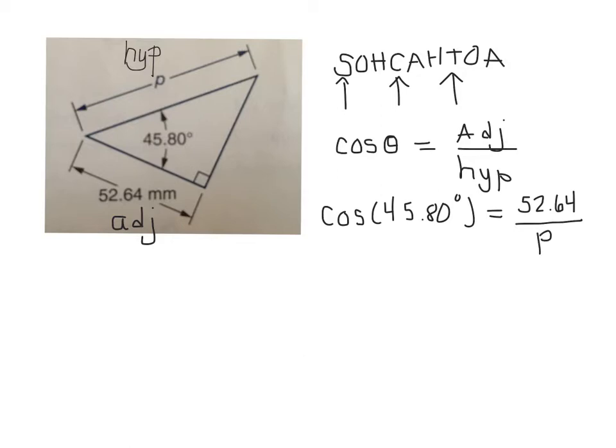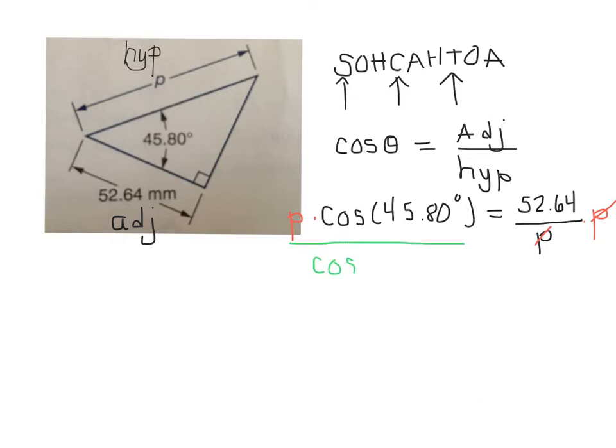unknown. Now what makes this a little tricky is that our variable that we're solving for is in the bottom of the fraction. Well, there's an easy solution to that. We could just multiply both sides of our equation by what's in the bottom of our fraction, and that would eliminate P being in the bottom. And then we can see P is multiplied by the cosine of 45.80 degrees.